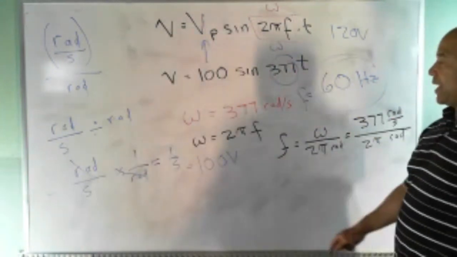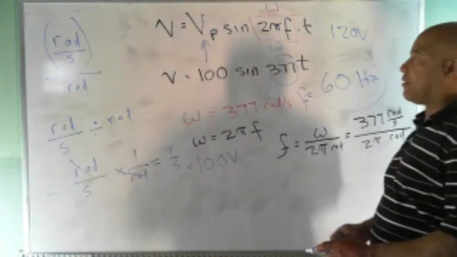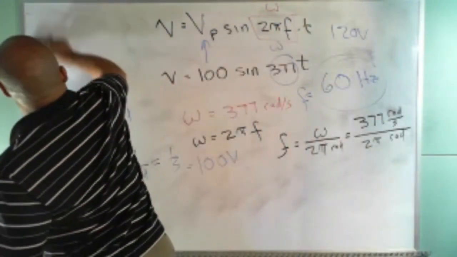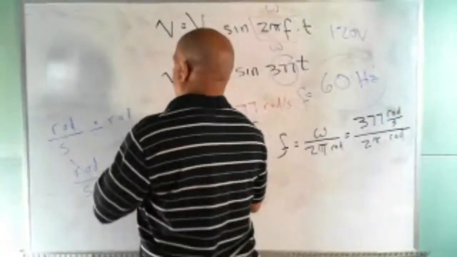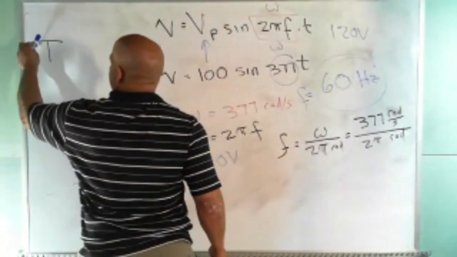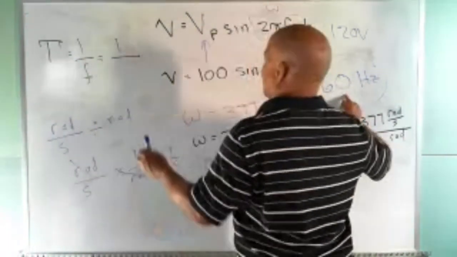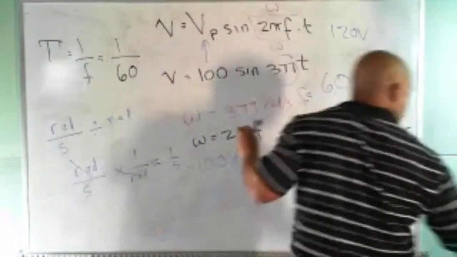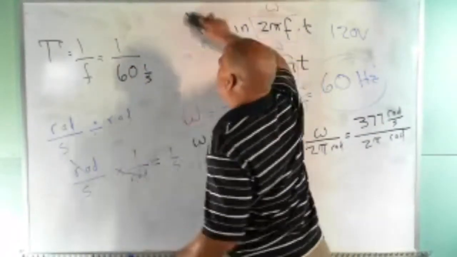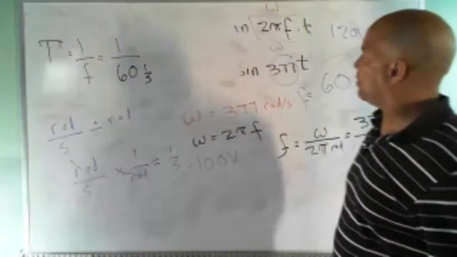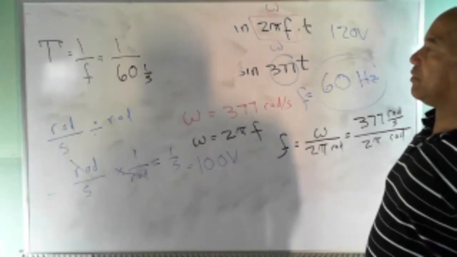One more thing we can get though. We got the voltage, we got the angular velocity, we got the frequency. If I got the frequency, then I can get the period. Pretty easy. The period is just 1 over frequency. So I'll take 1 over 60 hertz. Now here's where I want the seconds to come back. So it's going to be 60, 1 over seconds. What's 1 divided by 60?